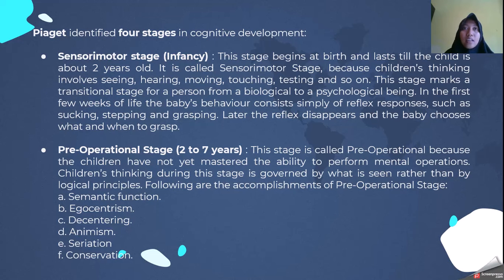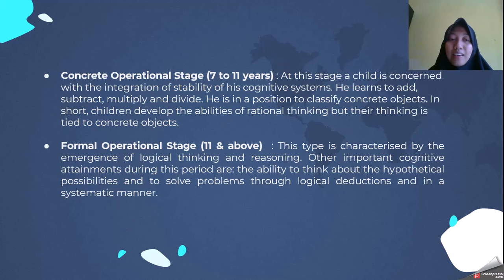The second one starts when the child is 2 until 7 years old. We can say it's the pre-operational stage. In this stage, the children have not yet mastered the ability to perform mental operations. We can know this because the following are the accomplishments of the pre-operational stage: semantic function, egocentrism, decentering, animism, seriation, and also conservation. The next stage starts when the child is 7 years old till 11 years old.